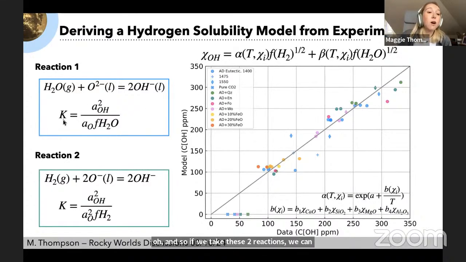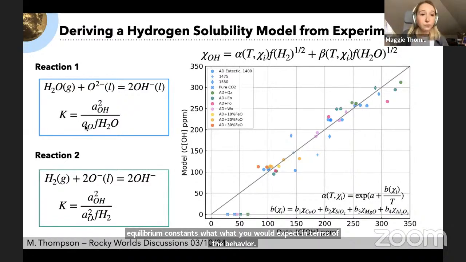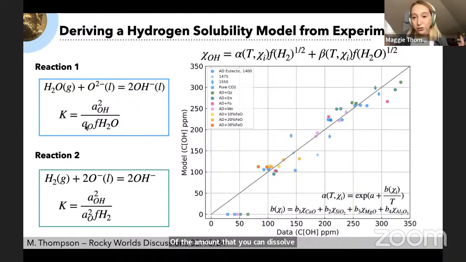This is basically following, assuming you have a chemical equilibrium reaction here, but we're trying to fit for some of the parameters that we have some control over. So temperature and melt composition mainly. And then we know there should be this square root dependence if you just work out from these equilibrium constants what you would expect in terms of the behavior of the amount that you can dissolve as a function of the fugacity or partial pressures of these species.